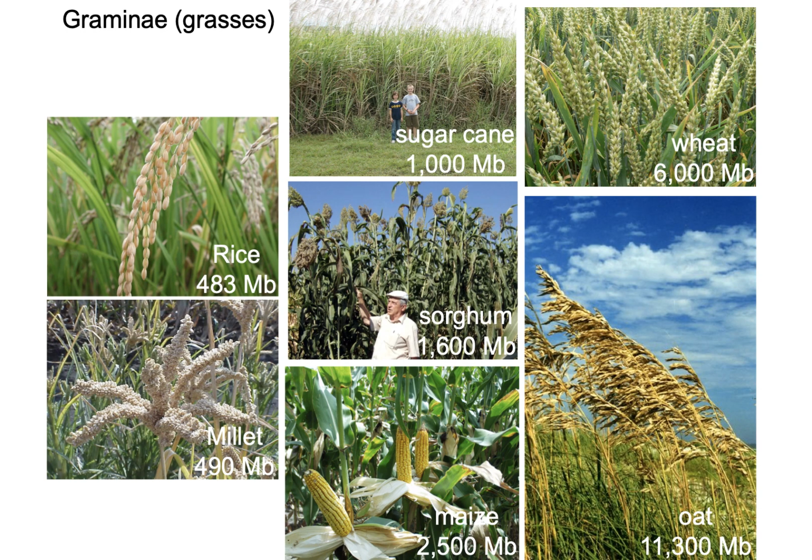And here are those grasses, starting with rice. This one has a 483 million base pair genome, although some rice is down in the 300 million range. Millet at 490 million base pairs. Sugarcane at 1 billion base pairs, 1.6 billion for sorghum. Maize is at 2.5. Wheat is at about 6 million base pairs, about twice the size of a human genome. And then oats have a genome size of around 11 billion base pairs.